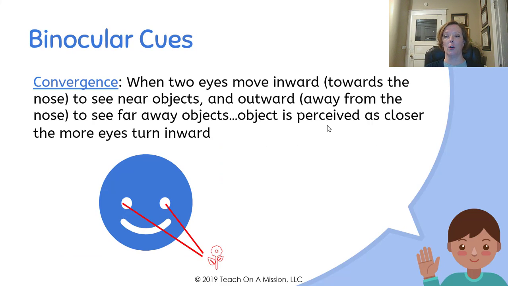Okay, binocular cues. These are cues that you have to have both eyes working in order to be able to see them. The first one is convergence. When two eyes move inward toward the nose to see near objects and outward away from the nose to see far away objects, the object is perceived as closer the more the eyes turn inward. And if you look at the picture, you can see that there is a difference in distance from one eye to the other. So that is going to give you some clues as to where the item is in space.